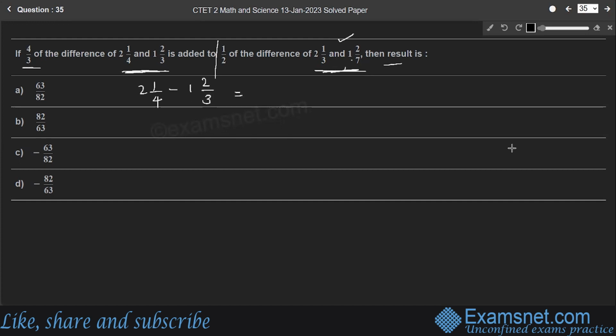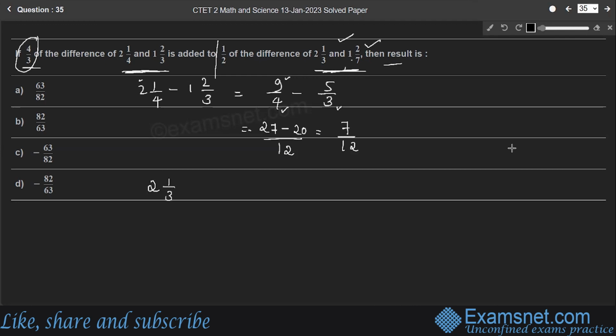So the difference becomes 4 into 2, 8 plus 1, 9 by 4 minus 1 integer 2 by 3, which is 5 by 3. Since 12 is the LCM, 4 into 3 is 12, hence 9 into 3, 27, minus 3 into 4 is 12, so 5 into 4 becomes 20. So here 7 by 12 is the difference between the first two mixed fractions. We'll consider 4 by 3 of the difference later, right? And secondly, we'll consider the difference between the last two mixed fractions.